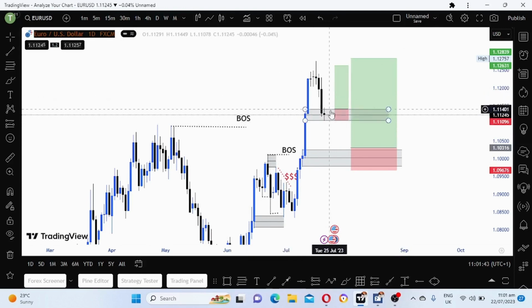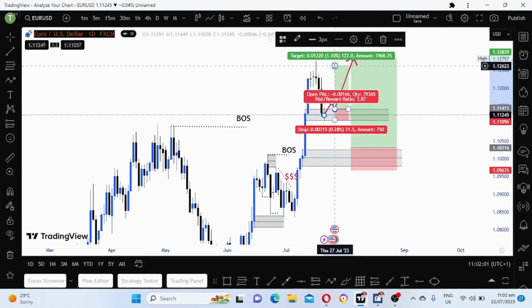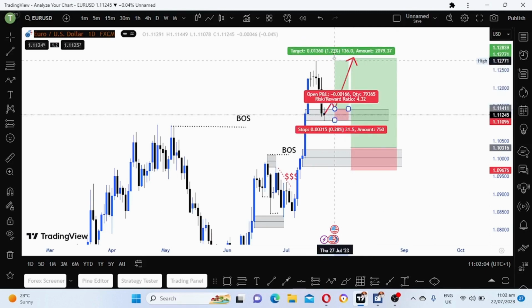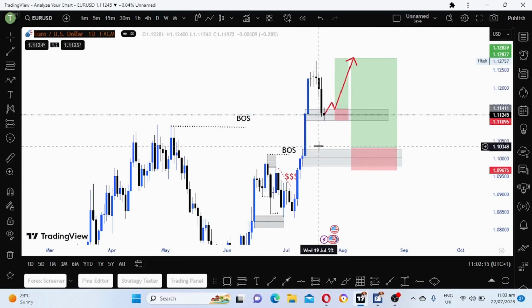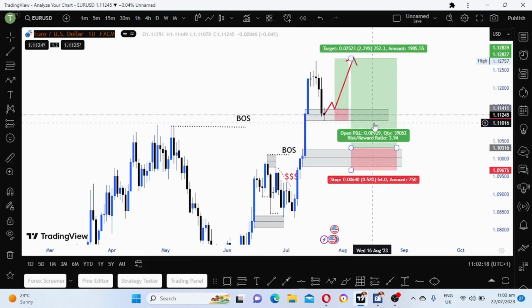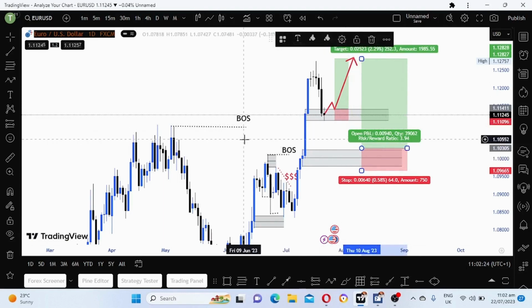If you get a change of character on Monday, then you get a pullback, then I will enter a buy, targeting this high here. That is the last high that we target. As you know, a high is always taken in an uptrend. Here we have our second demand zone that we drew here. So if price breaks this first demand zone, we will look at this second demand zone and buy there.